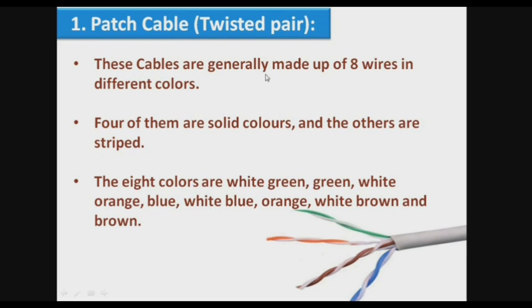Twisted pair cables are generally made up of 8 wires in different colors. Among the 8 wires, 4 of them are solid colors like green, blue, orange and brown, and the remaining wires are striped: white green, white orange, white blue and white brown.